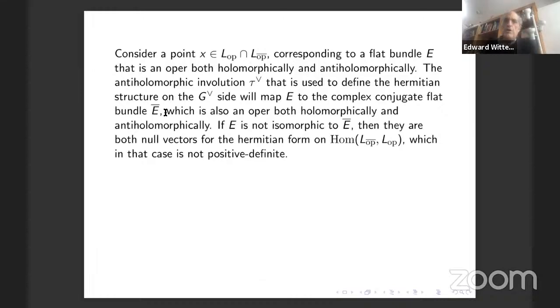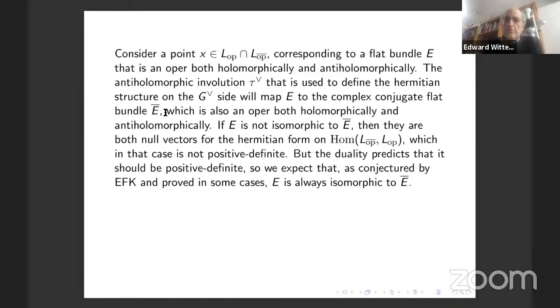If E and E bar are not isomorphic, then they both correspond to null vectors of the Hermitian form, which in that case is not positive definite. But the duality predicts it should be positive definite. So we expect that, as conjectured by EFK and proved in some cases, E is always isomorphic to E bar.